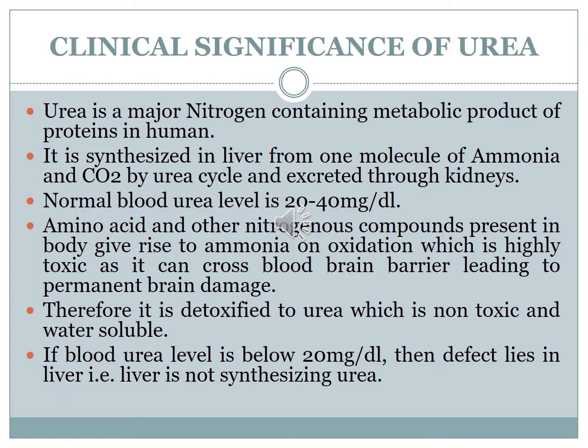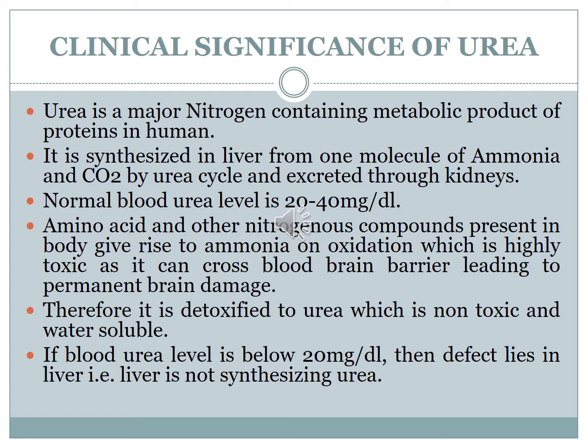Urea is a major nitrogen-containing metabolic product of proteins. How is it produced? It is produced from one molecule of ammonia and carbon dioxide and is excreted through the kidneys. Urea is produced through the urea cycle. The important thing is that the normal level of urea in blood is 20 to 40 milligram per deciliter. So if it is getting below or above, then something is abnormal.